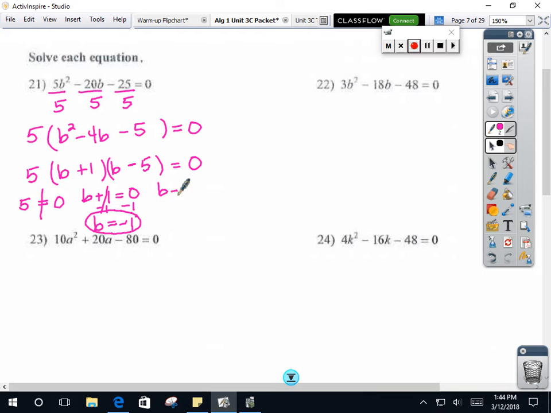Then I take the b minus 5 and set it equal to 0, and how do I solve it? Add the 5, and so b equals positive 5. And that's my other x-intercept, and it's the only other number that when plugged in for both b's will make this trinomial equal 0.